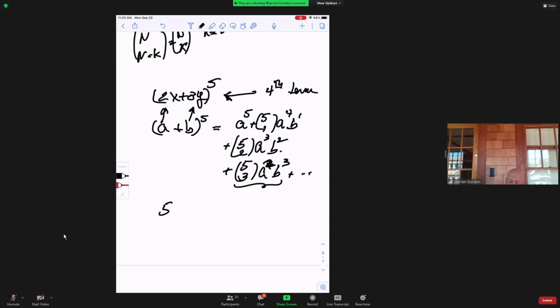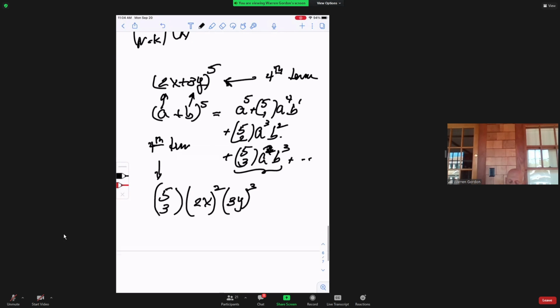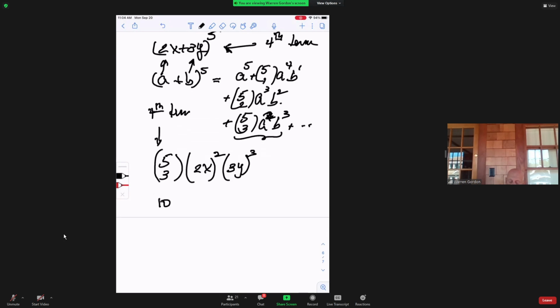So it's 5 choose 3. a is equal to what? 2x. b is equal to 3y, cubed. So this is the fourth term. 5 choose 3 is equal to 10.